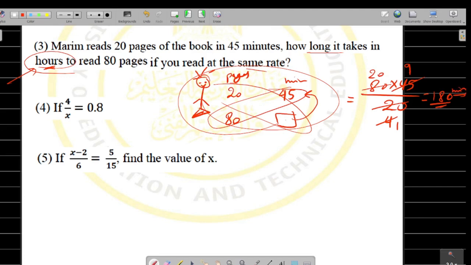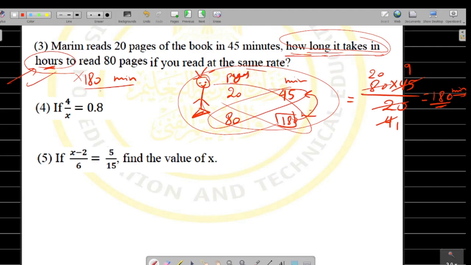Don't forget that the answer here will be 180 minutes. If you put 180 like that and write minutes, it will be wrong. Why? Because he wants from you how long it takes in hours. So please concentrate with this question.